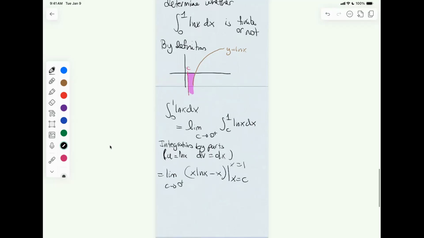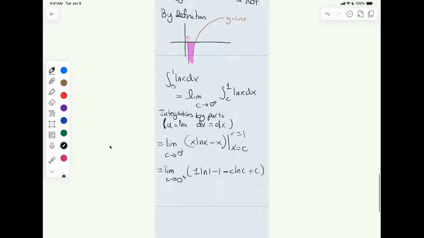Like before taking the limit, again, this is important: before you take the limit, you just try to simplify as much as possible. You put 1 ln of 1 minus 1, minus c ln of c plus c, right? That's what you get if you do this correctly. This is the value at 1, and this is the value at c. It got flipped because of the minus x. And then ln of 1 is 0, so you can simplify this a little bit.